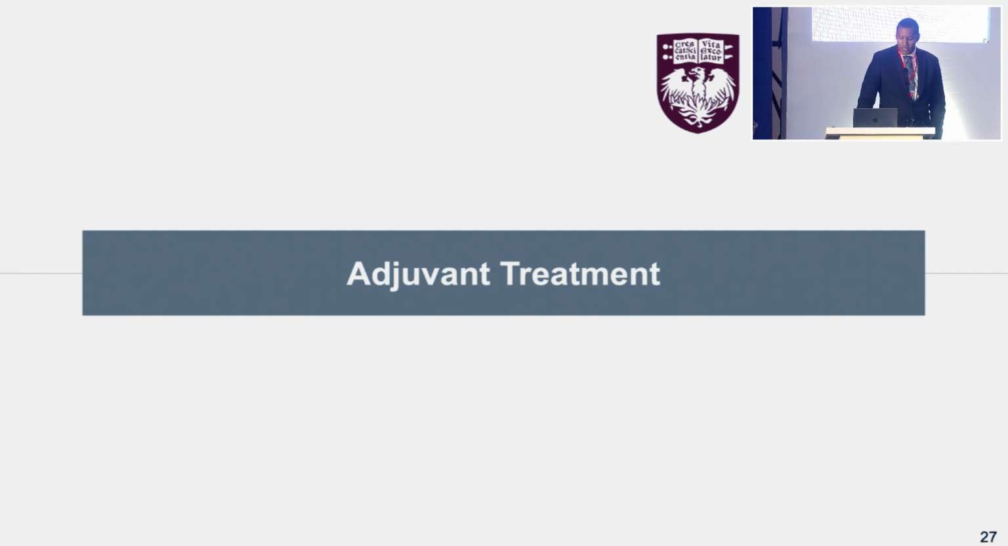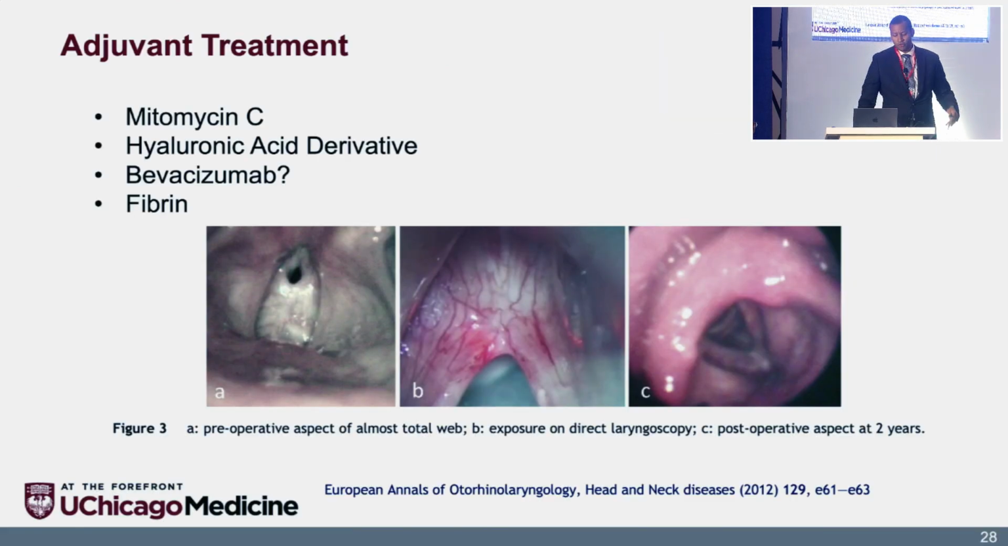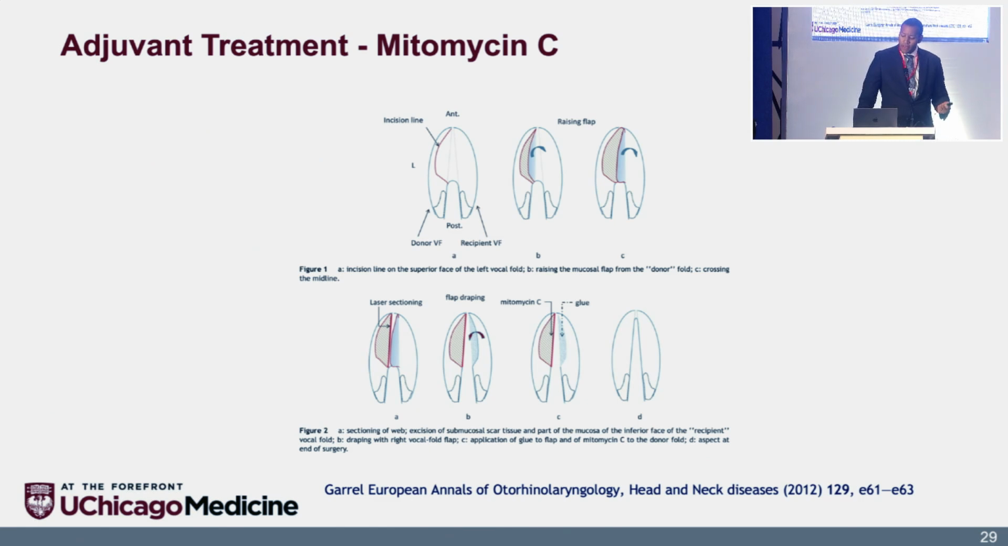And finally, since I'm almost out of time, I'm just going to briefly talk about some adjuvant treatment for patients that have web. Specifically, mitomycin C, hyaluronic acid, and others have been proposed. This is a paper that evaluated the use of mitomycin C and fibrin skin glue to decrease the risk of webbing. Unfortunately, the data did not really suggest that there was an improvement in webbing after use of mitomycin C. There was some reformation that occurred.